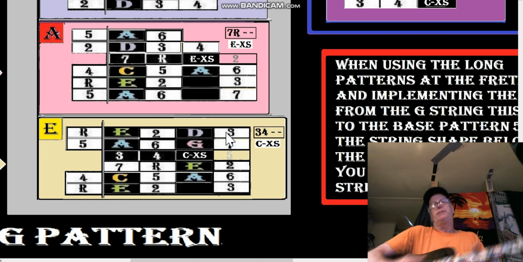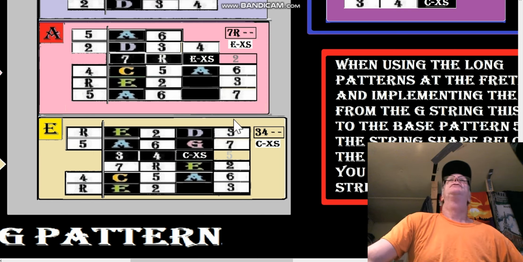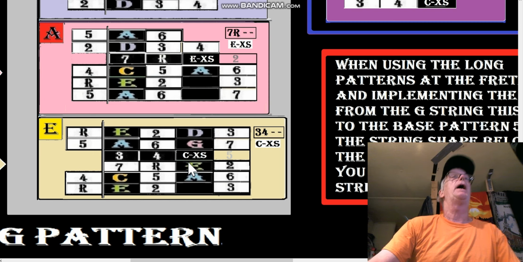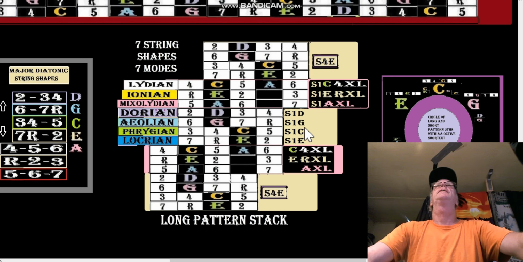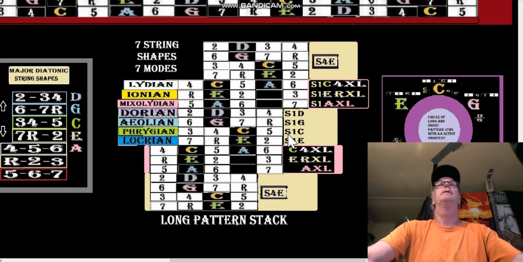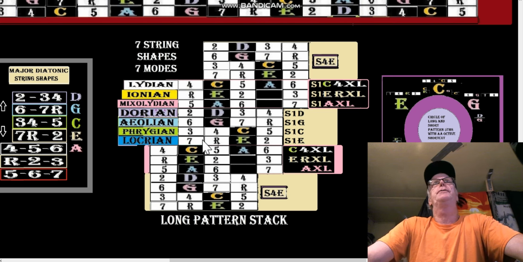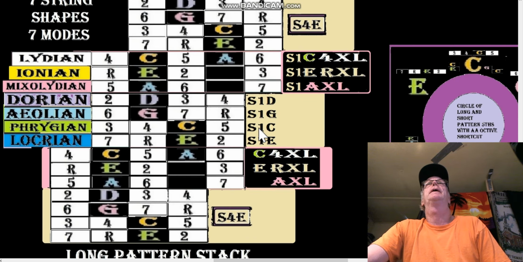And remember, it's nothing tricky about it. You're just going to start the long pattern. Let's look at an E long pattern here. So you know it's going to be Locrian, right? Oh no, it's not Locrian, because this is the Locrian pattern.